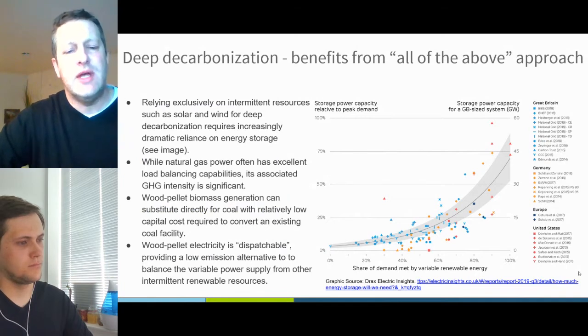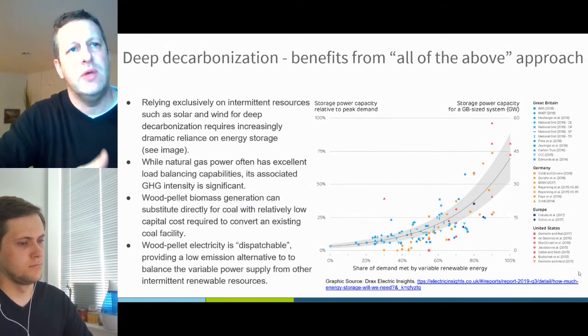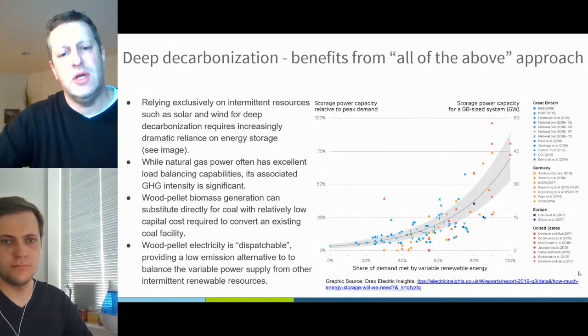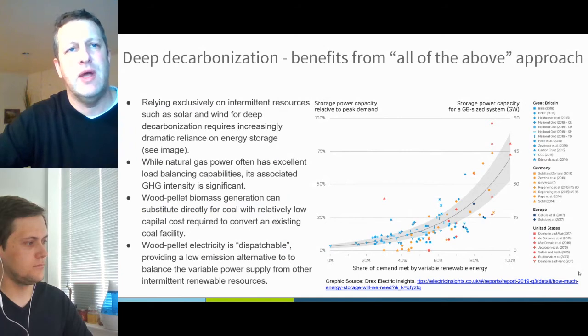Now, while natural gas has great properties for backing up renewable electricity, we also know that there's a much higher greenhouse gas footprint for natural gas. So we really see this wood pellet biomass generation as a relatively low cost way, by converting coal plants at a relatively low capital cost, to use this fuel. It can provide grid operators with a reliable fuel that can really match well with the intermittent renewables and provide a low overall carbon footprint.